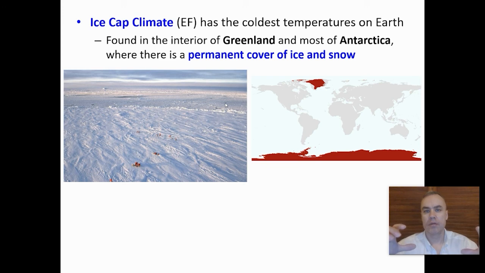So from the tundra climate, where only short vegetation grows, we can move even further toward the pole and finally reach the ice cap climate, where nothing grows. And ice cap climates create a permanent cover of ice and snow. It's only found in Antarctica and the interior of Greenland. Ice cap climates have the coldest temperatures on Earth in Antarctica.